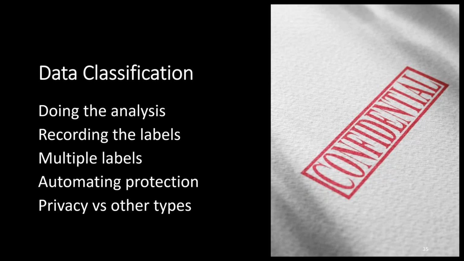Also, multiple labels can apply to the same data item, and in a lot of cases, people think only one does. But you can see it could be health information, and it could be confidential, and it could be sensitive, and it could be classified. These labels are then used in modern data systems to automate the protection.